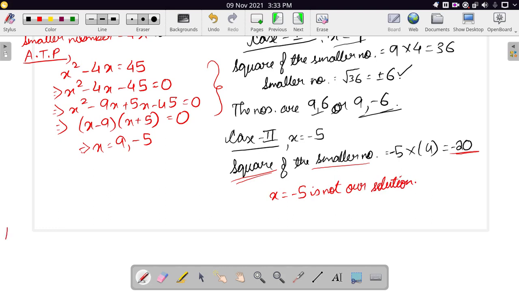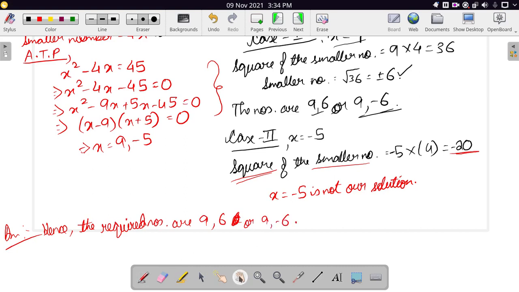So hence you will write the answer line like this. Hence the required numbers are what? 9, 6, not and, it will not be and, it will be or, 9 comma minus 6.